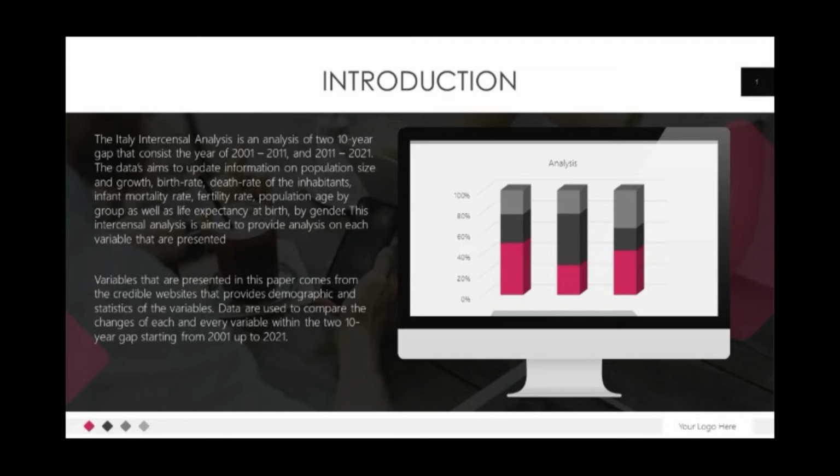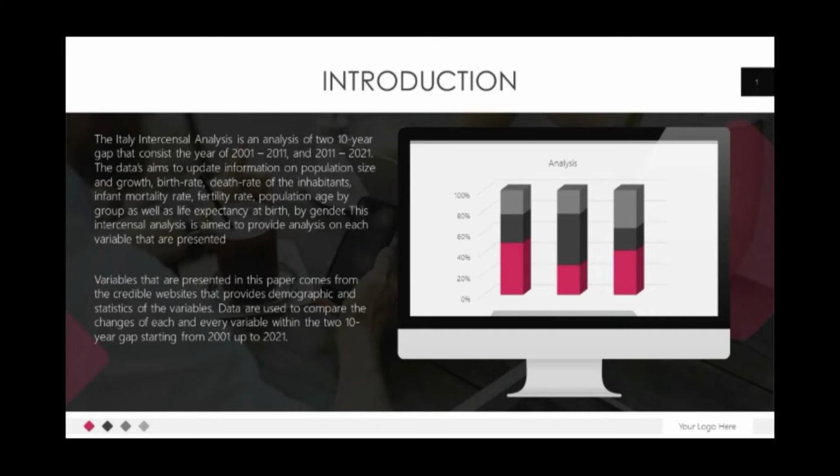Today I'll be discussing the interpretation of the intercensal analysis of Italy. What is intercensal analysis? Intercensal analysis is an analysis of two 10-year graphs that consist of the years 2001 up to 2011 and 2011 up to 2021.